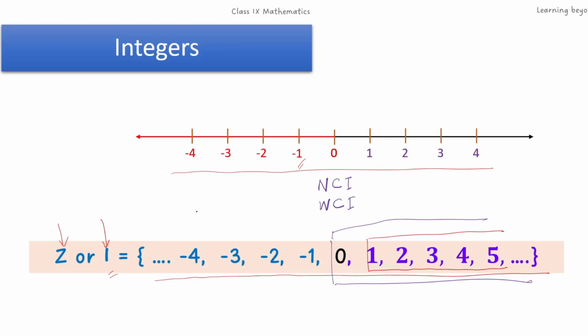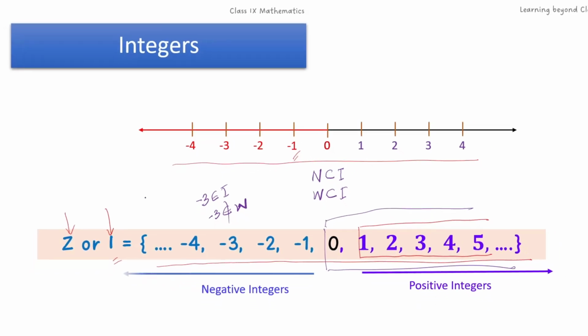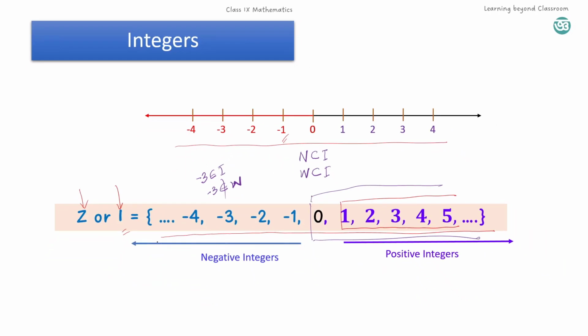You see, -3 belongs to the set of integers, but -3 does not belong to the set of whole numbers, and this is also not a natural number. So these are the positive integers and these are the negative integers. So including 0, these are called the integers.